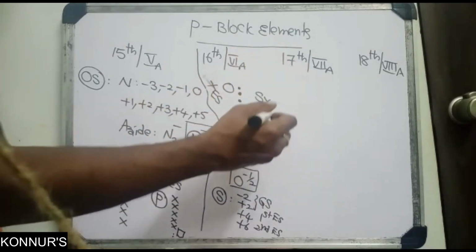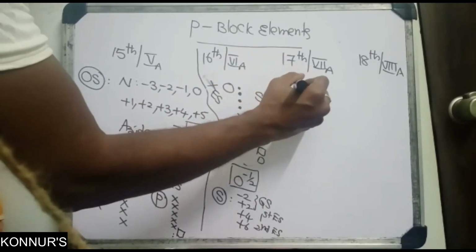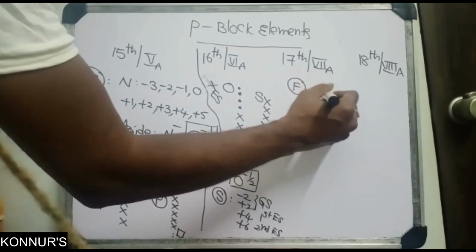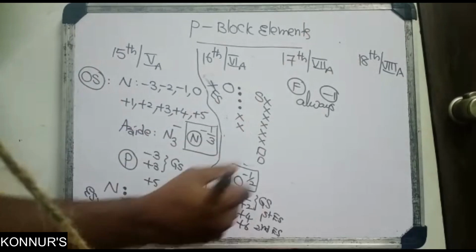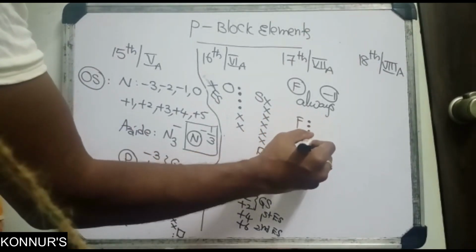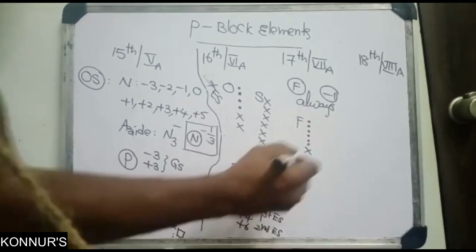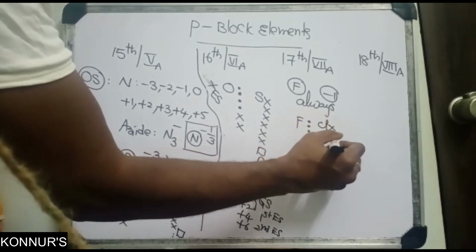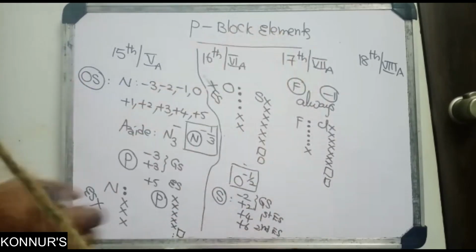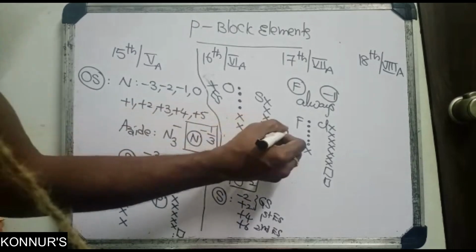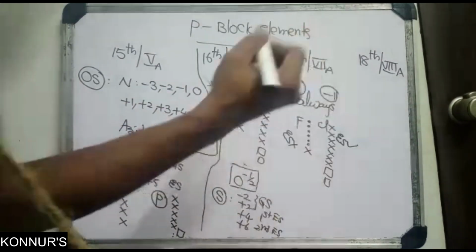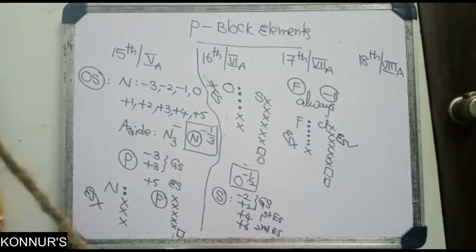Next, 17th group. Suppose fluorine. Fluorine is always -1 oxidation state only. For fluorine you want to write, compulsory 3 lone pairs and 1 single electron. But for chlorine, 1, 2, 3, 4, 5, 6, 7 and empty boxes you can write. Because fluorine is not showing excited state, but chlorine can show the excited state.